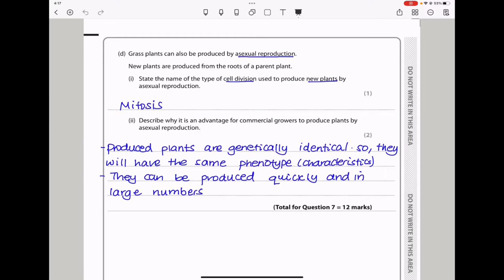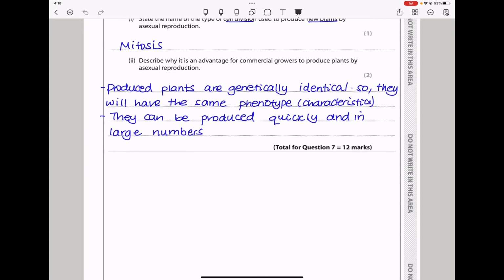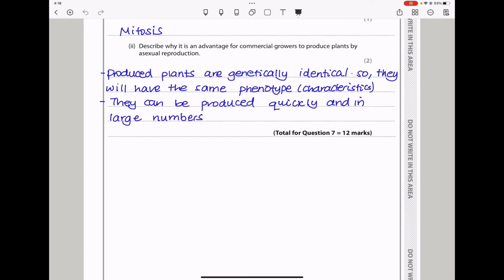Then they say, describe why it is an advantage for commercial growers to produce plants by asexual reproduction. Plants produced by asexual reproduction are going to be genetically identical, so we are able to have the same characteristics, the same phenotype, without any variation. Also, we are able to produce large numbers of these plants within a short period of time. So this brings us to the end of question 7. Let's continue to question 8.